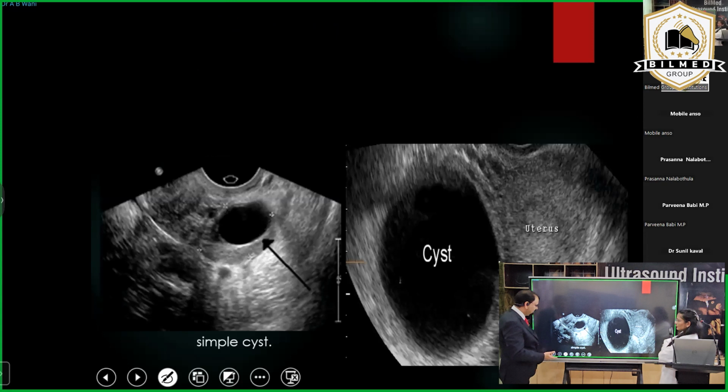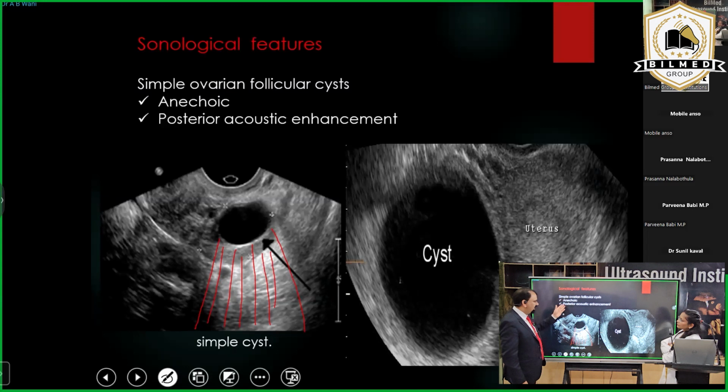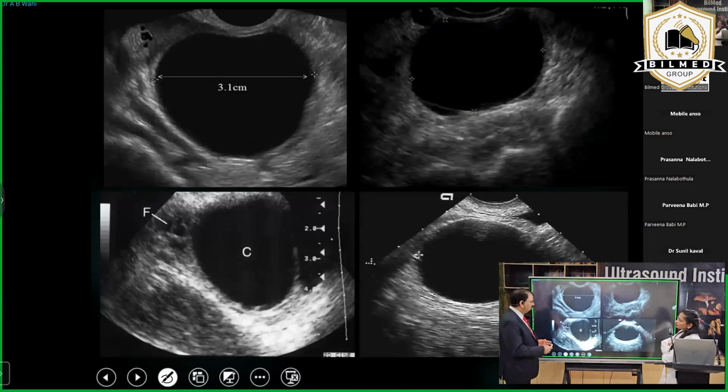Now the posterior enhancement. Those who are doing ultrasound or have some experience from their gynecology post-graduation are well aware that the posterior enhancement is the bright strip behind the cyst. This posterior enhancement is telling me that the cyst above is a simple cyst. So: anechoic, posterior enhancement, and the size. Now, a hemorrhagic cyst.